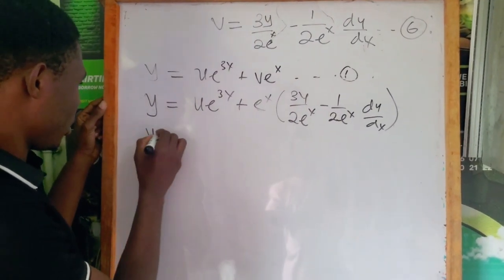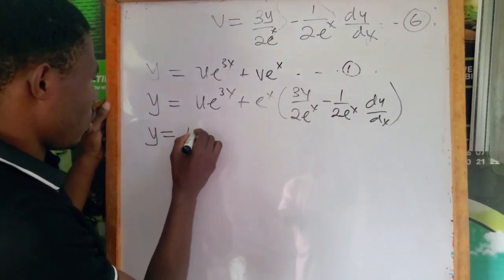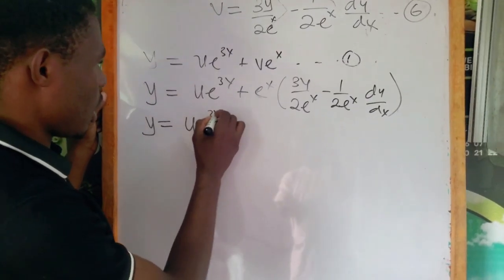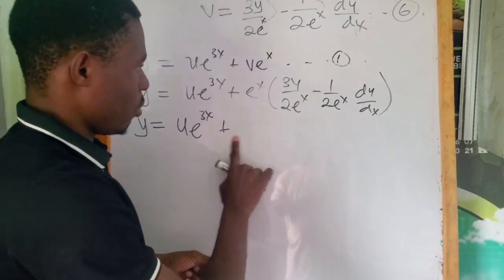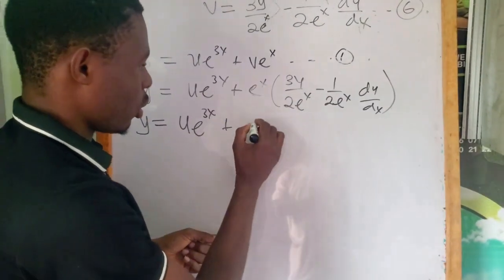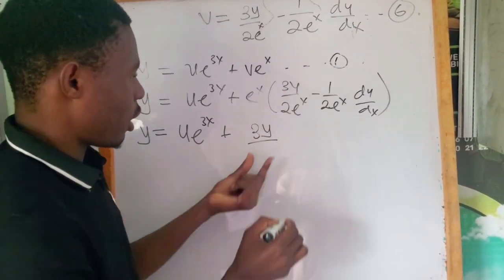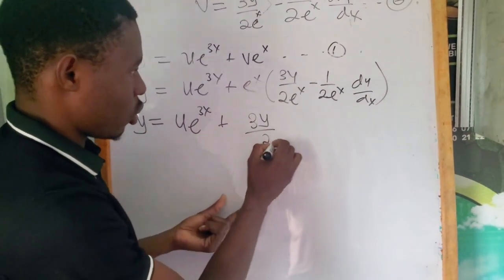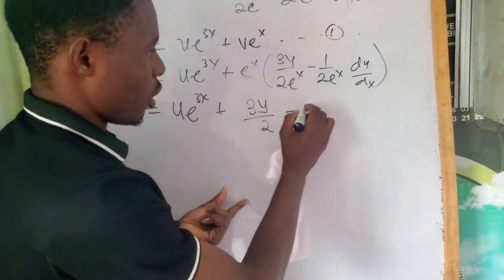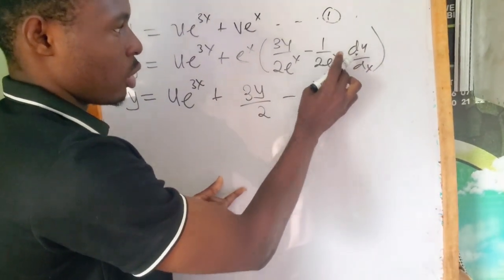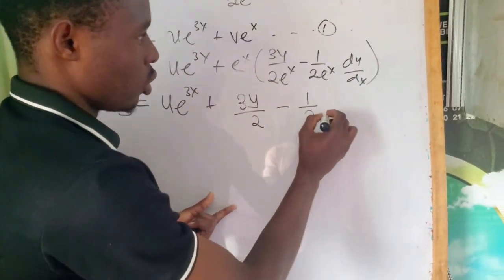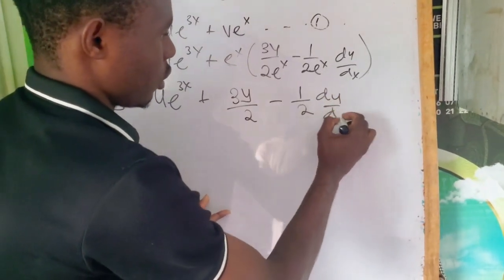So y is equal to u e to the 3x plus, because e to the x multiplied by this, you only get 3y divided by 2. You're going to get minus 1 all over 2, because e to the x times minus 1 over 2e to the x, you're going to get dy/dx over 2.